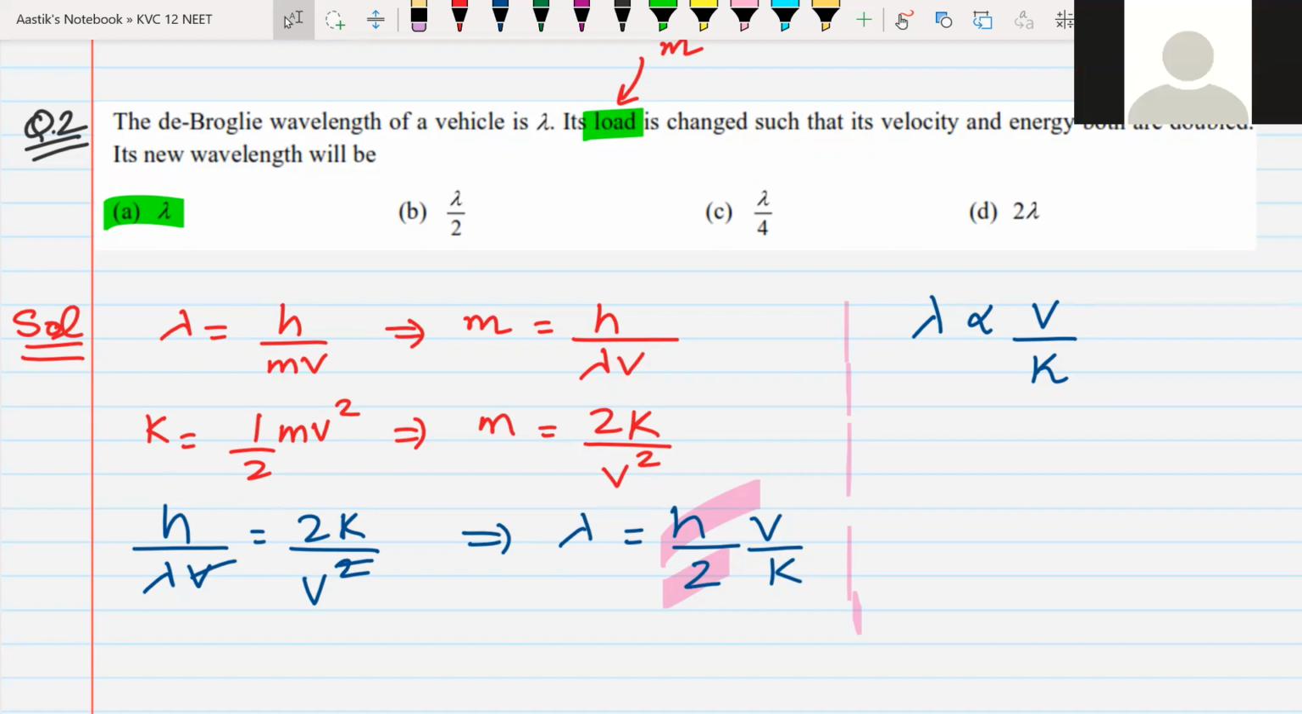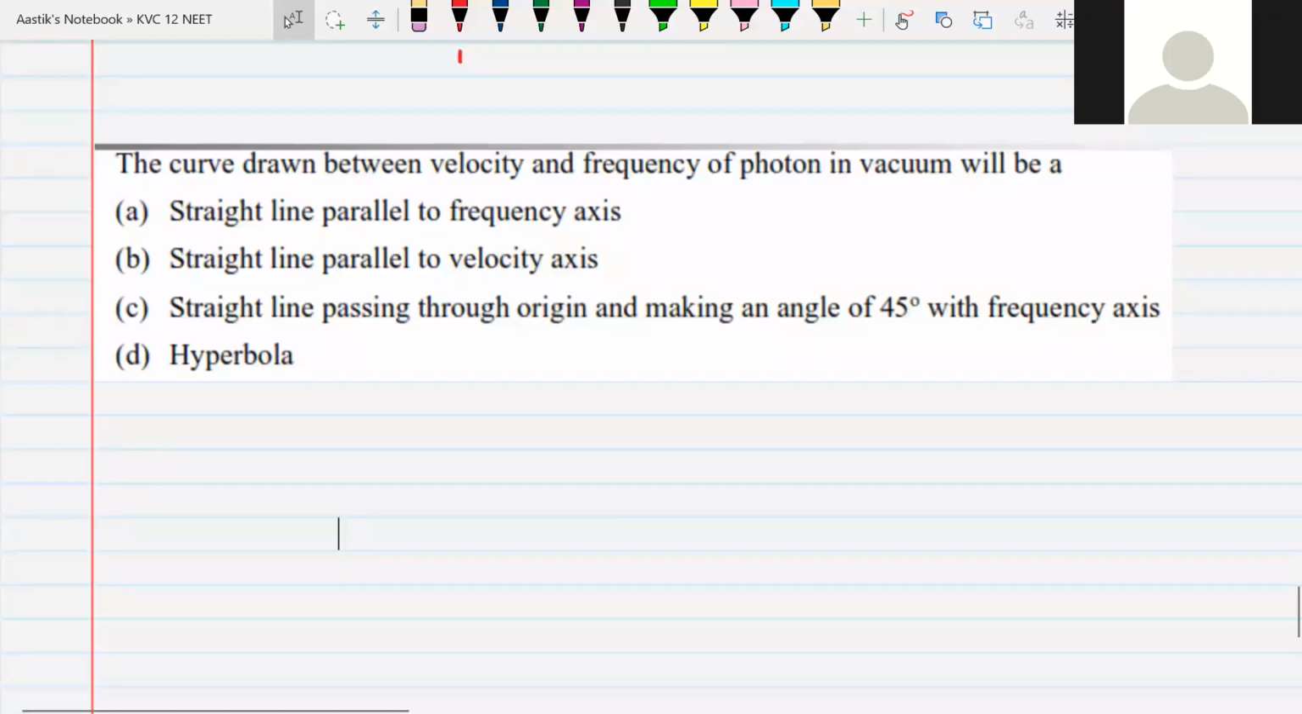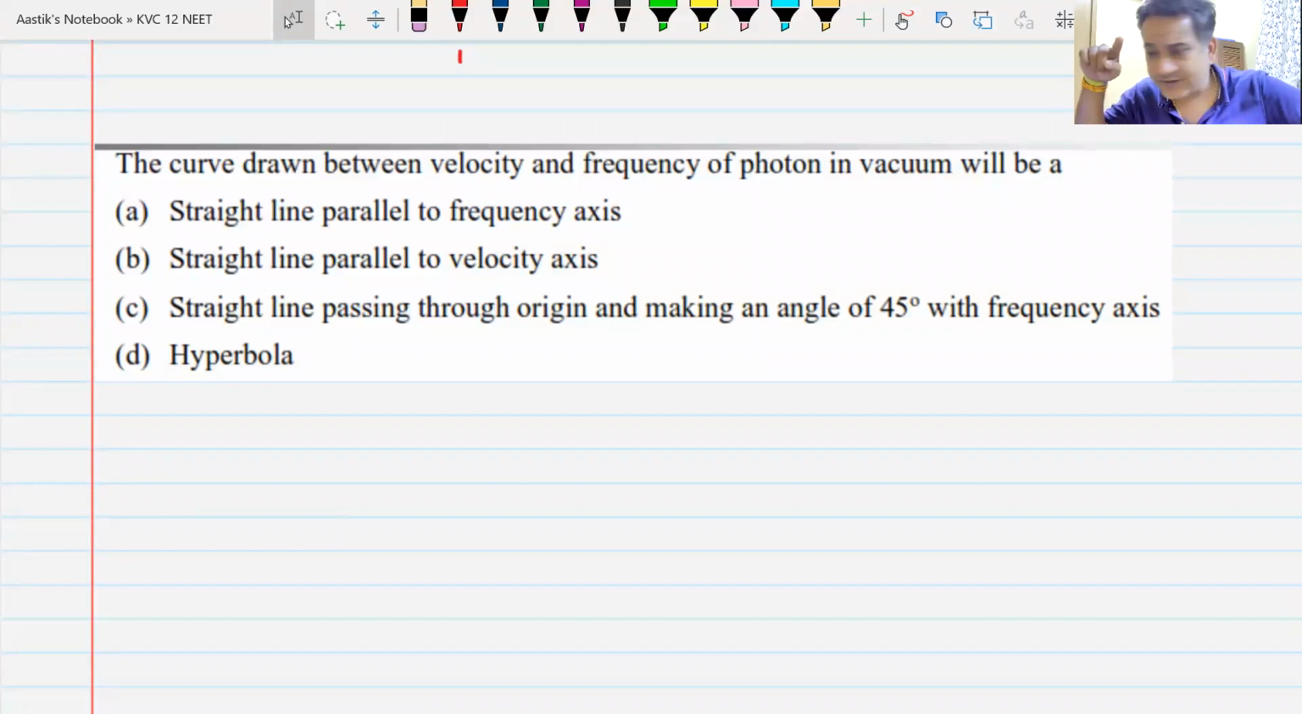Sir, completed, sir. Okay. Shall we move ahead now? Yes, sir. Okay, then we will move on to this question. A straightforward question. I have sent you that sheet for photoelectric effect. Did you get it? No, sir. Okay, I'll send you. So, can you solve this question?